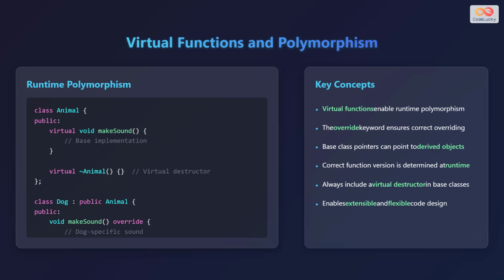Virtual functions enable runtime polymorphism. The override keyword ensures correct overriding. Base class pointers can point to derived objects, and the correct function version is determined at runtime. Always include a virtual destructor in base classes to ensure proper cleanup, which enables extensible and flexible code design.